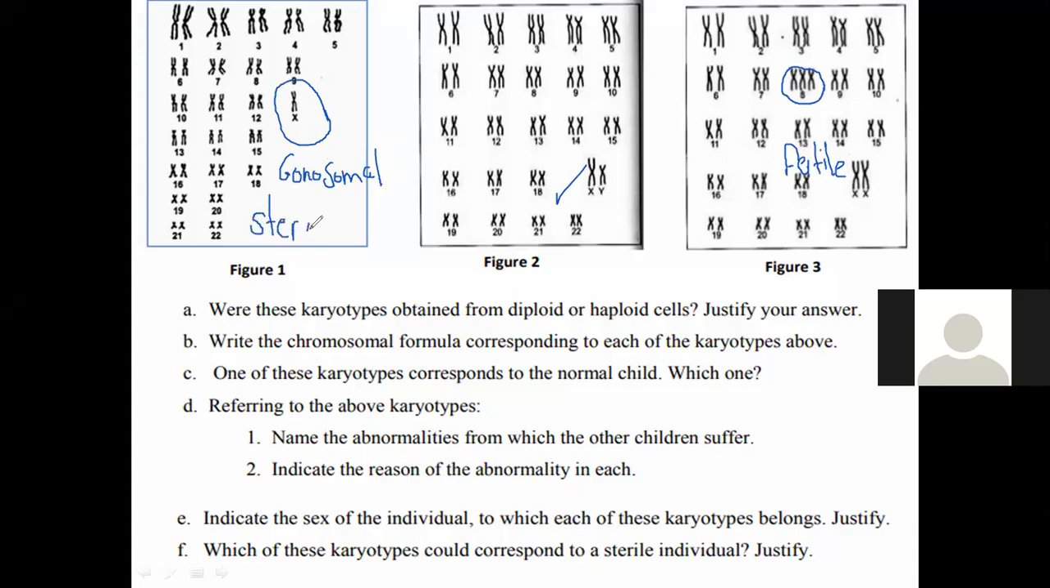So whenever the abnormality affects the gonosomes, this means that this is a problem in fertility and the person is sterile. Here we finished exercise number 1 in the worksheet. So we still have 2 exercises, exercise 2 and exercise 3. So let's move to the solution.